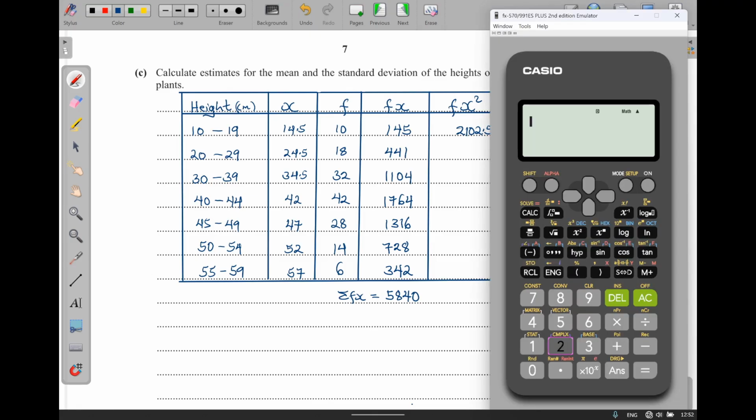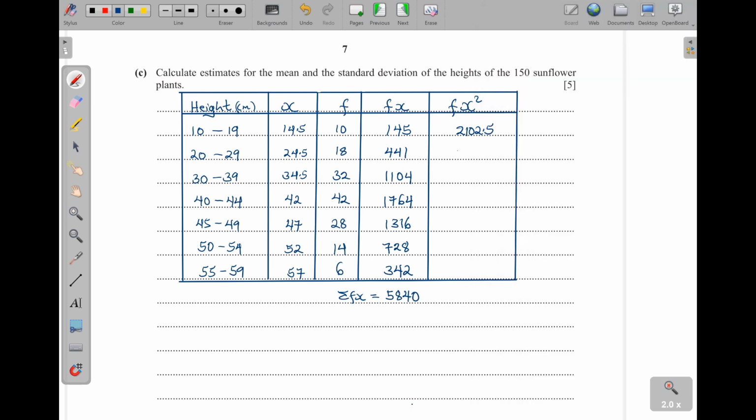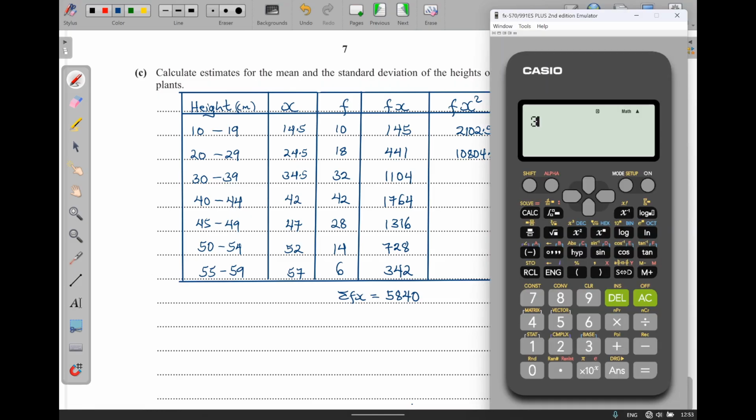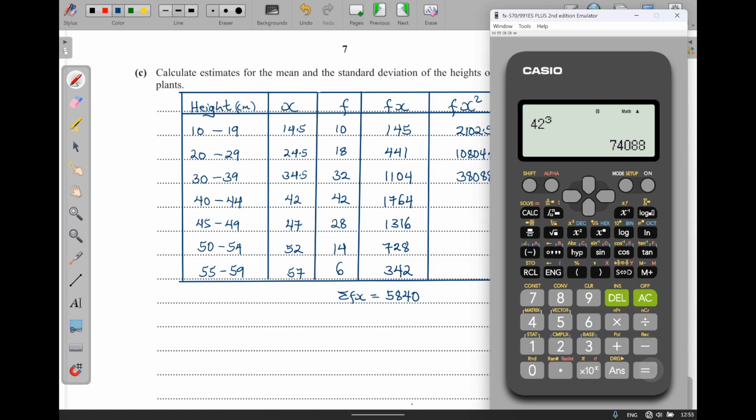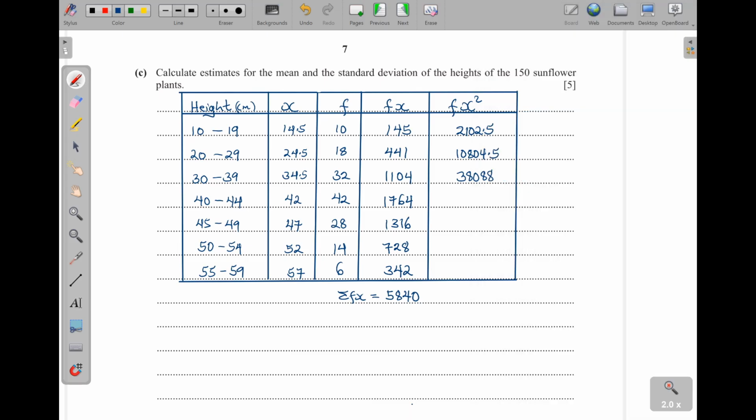Next, 24.5 squared times 18, 10804.5. Next, 34.5 squared times 32, 38088. Next, 42 squared times 42. Of course, that is 42 cubed, 74088.